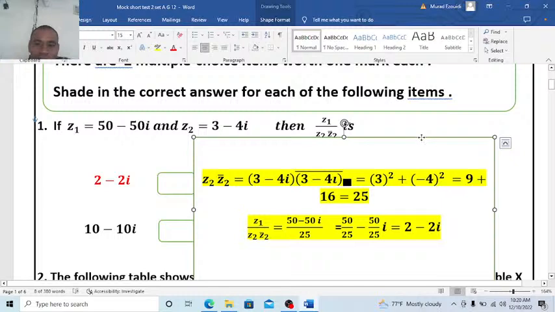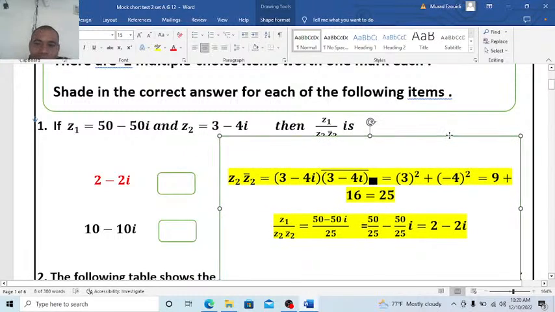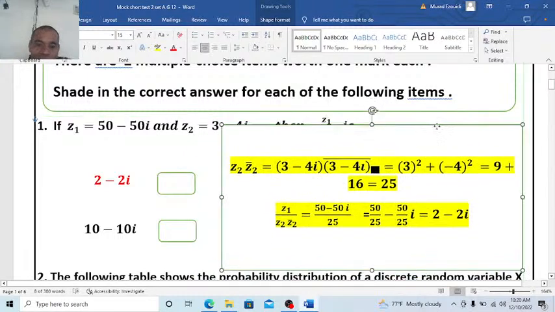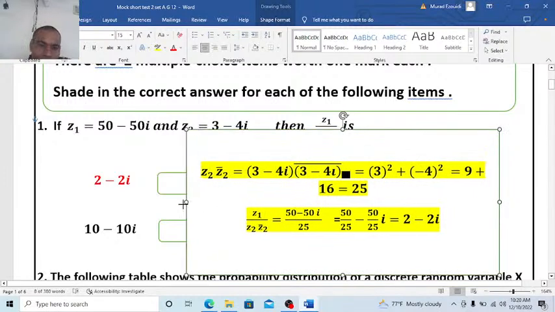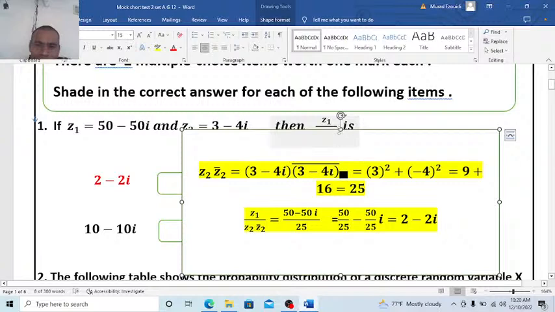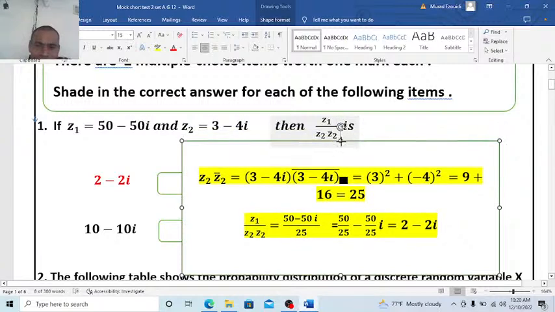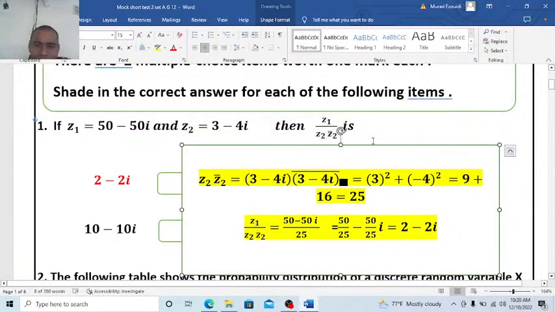Okay, thank you for at least joining to see the solution of this equation. I'll just reduce this one so that you can see the answer.